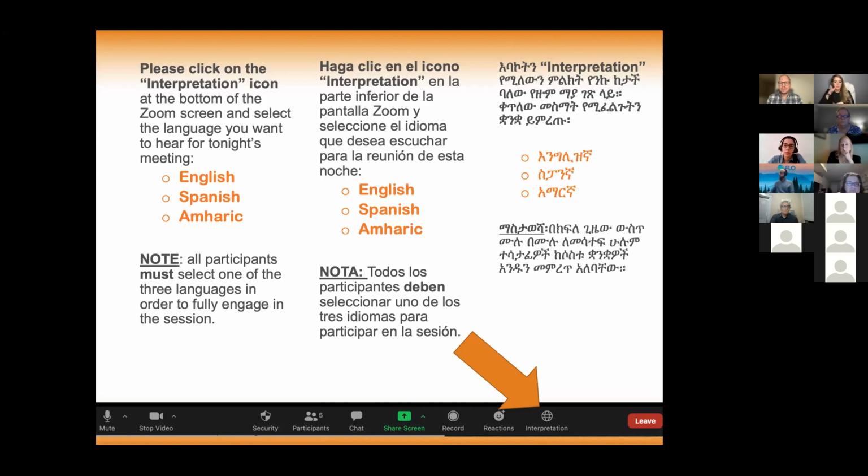I'll pause to see if we want to give those instructions. I think we're good. I think everyone can see the instructions there. So we'll give everyone just a moment to select your interpretation. If you have any issues, you can chat or just speak up now. We have a small enough group where we can probably problem solve. Is everyone able to select their interpretation?